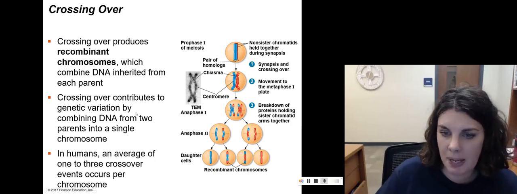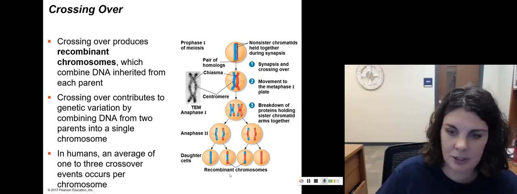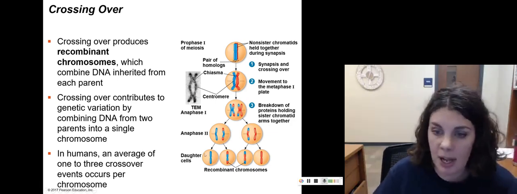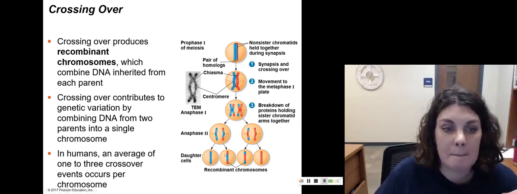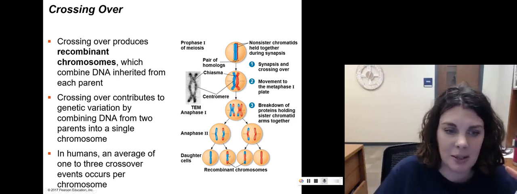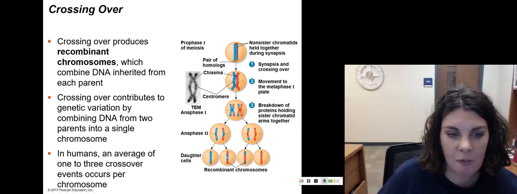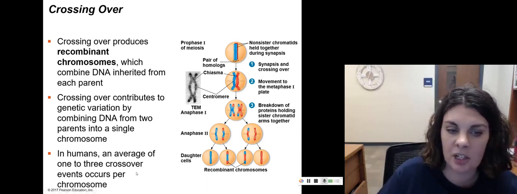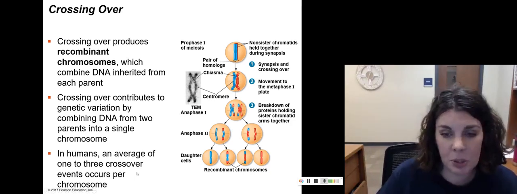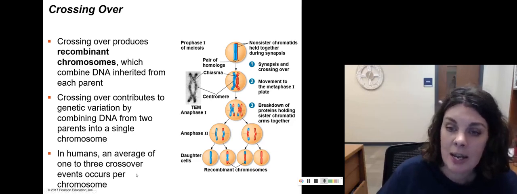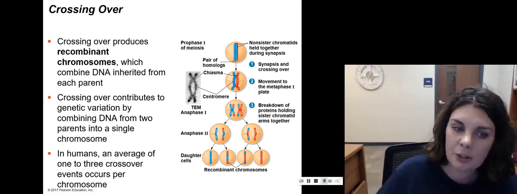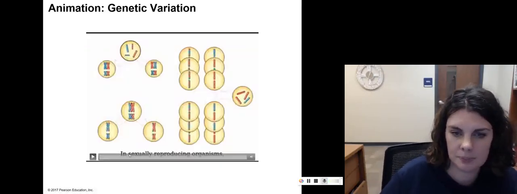Crossing over contributes to genetic variation because now instead of having just dad's chromosomes or mom's chromosomes, you can have just dad, you could have just mom, or you could have a chromosome that is a mix of both. And it can be a little mix or a lot of mix. In humans, an average of 1 to 3 crossover events occurs per chromosome. So times all the chromosomes you can have a lot of crossing over, giving you much more variation. Let's watch a little video about this.